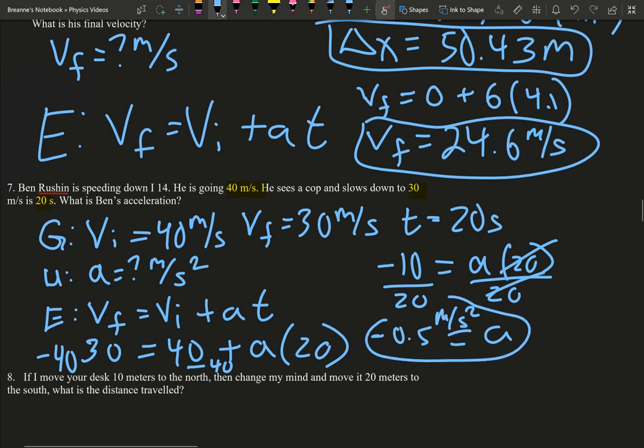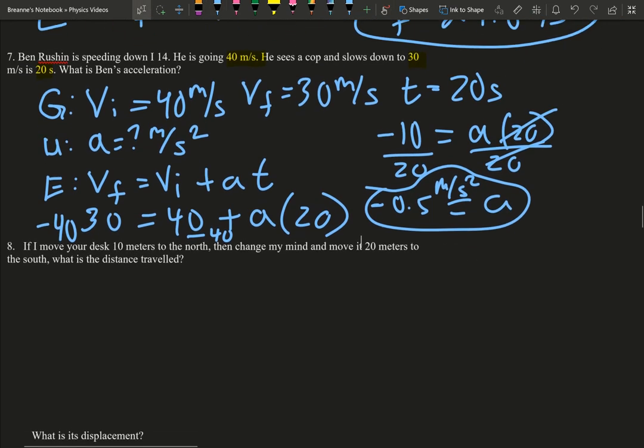And that's your answer. Now, a lot of people freak out when they see a negative. Remember, the negative just means direction. So if it's going from 40 to 30, you're slowing down. So therefore, acceleration has to be in the opposite direction for you to slow down. So yes, that makes sense.